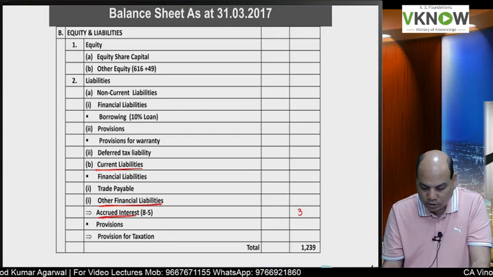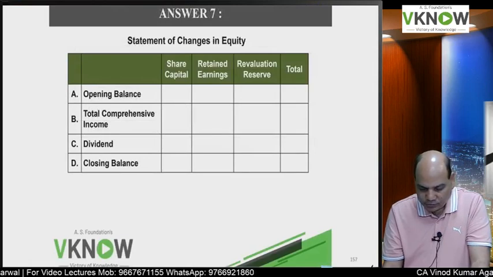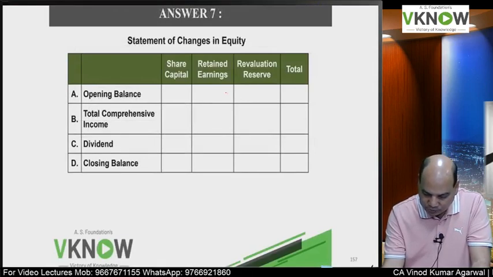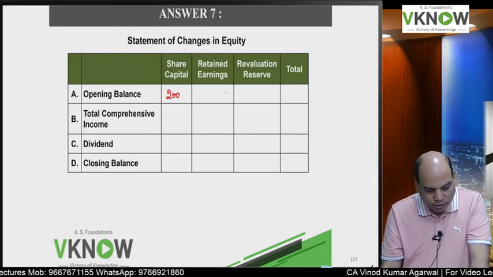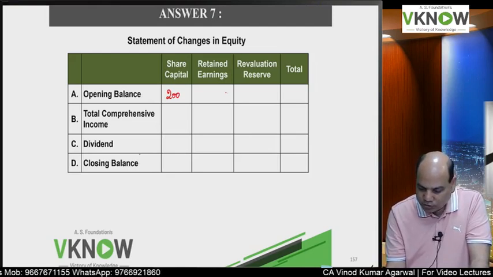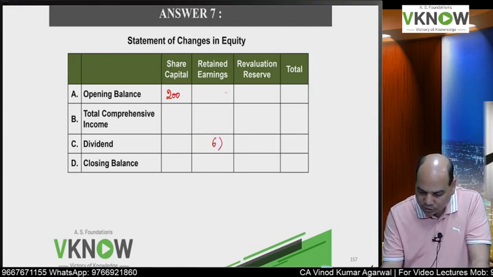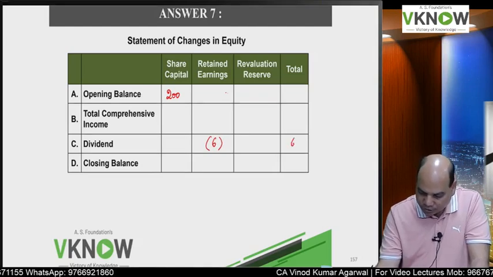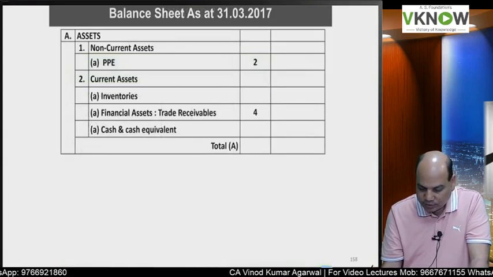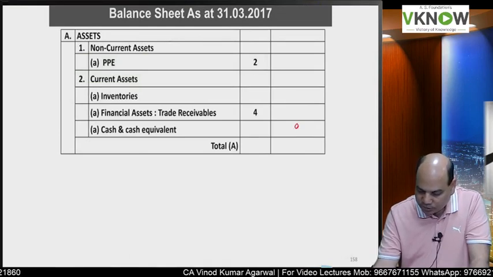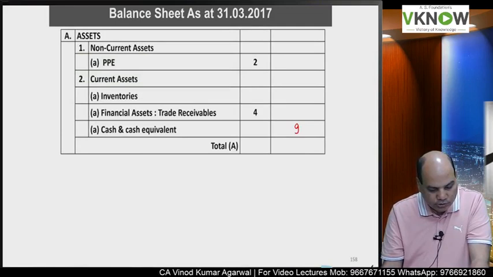Share capital 200. So that will come in SOCIE. Share capital, opening balance 200. Just write here, I'll come back to this. Dividend 6 will come in SOCIE. Dividend paid from which reserve? Retained earning or revaluation reserve? Retained earning. Then cash at bank, balance sheet, asset side, current asset, cash and cash equivalent. No adjustment in that? No adjustment.